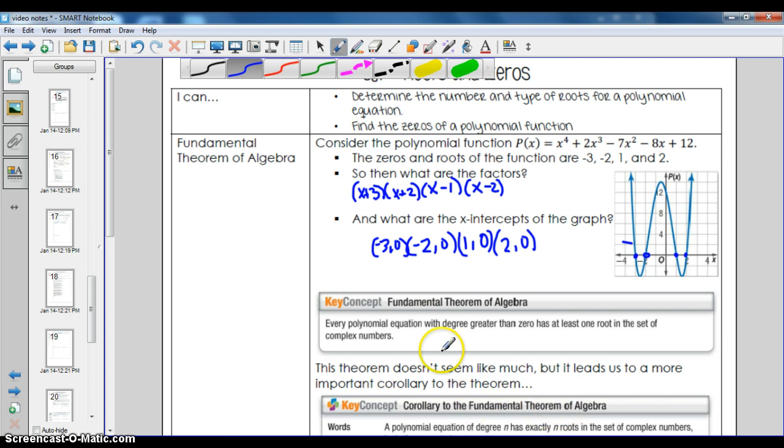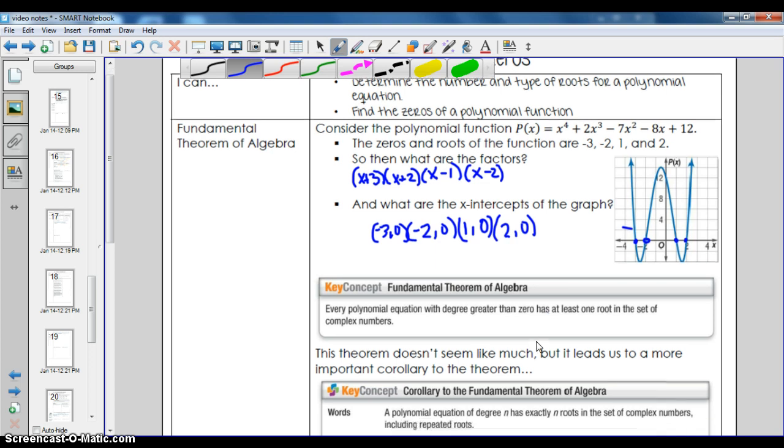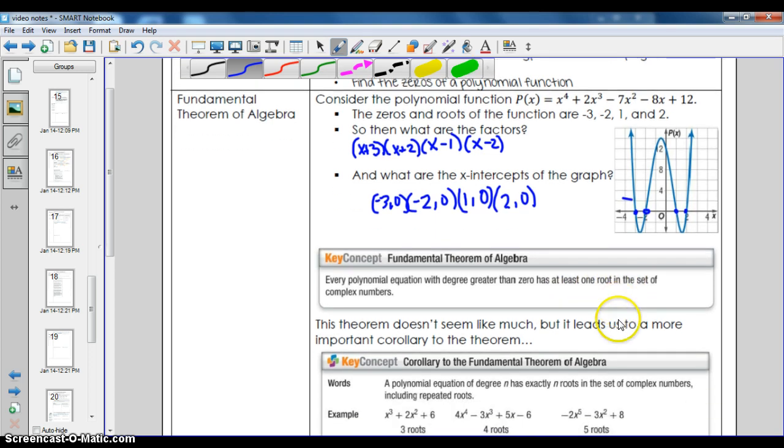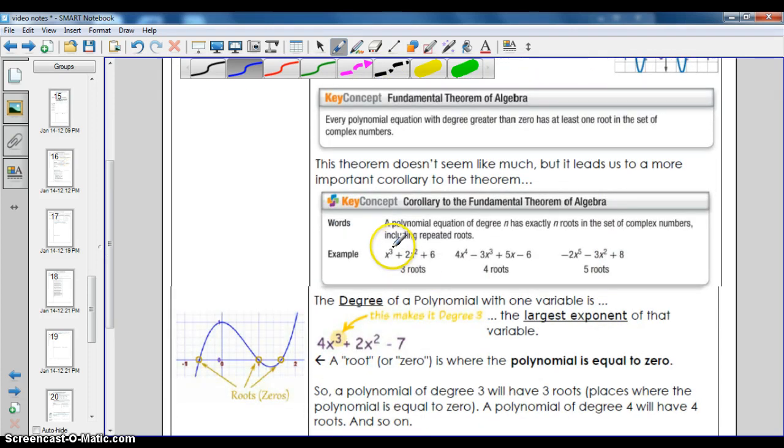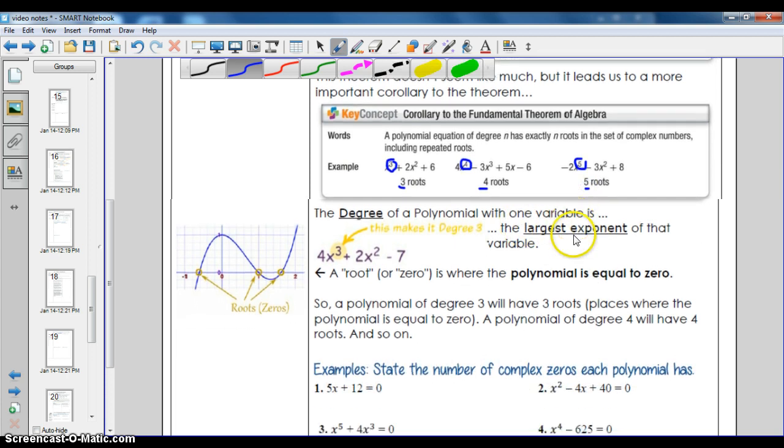So for every polynomial equation with degree greater than 0, it has at least one root in the set of complex numbers. So this theorem doesn't seem like much, but it leads us to more important theorems here, which is if it is x cubed, then we have 3 roots. If it is x to the 4th, then we have 4 roots. If it's x to the 5th, we have 5 roots. So the degree of the polynomial with one variable, this is the degree here, the largest exponent.